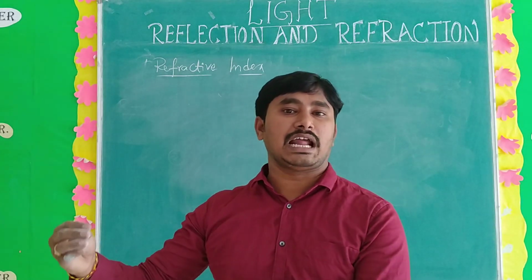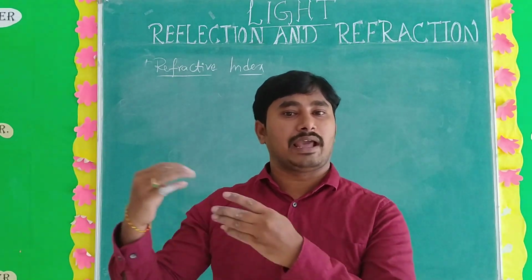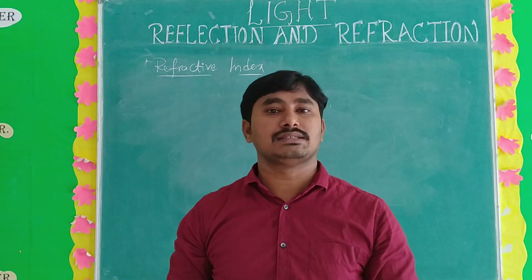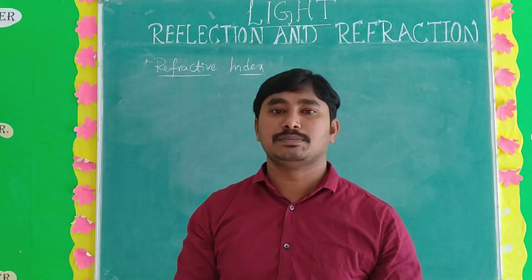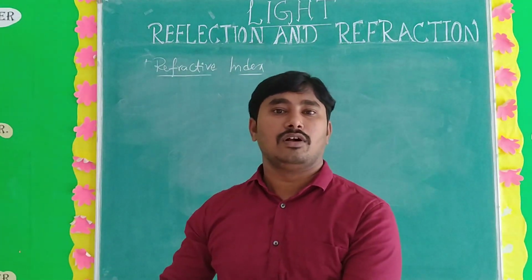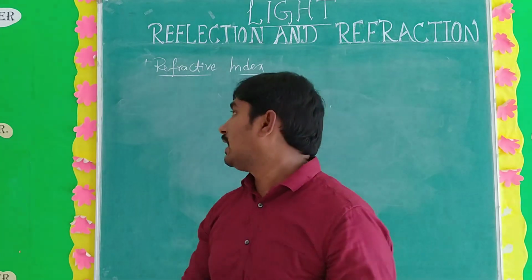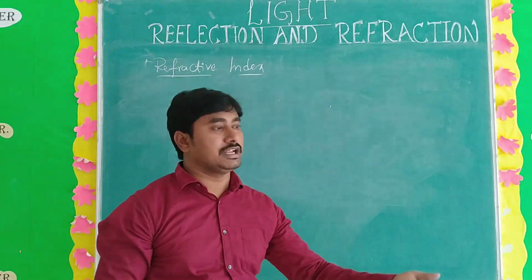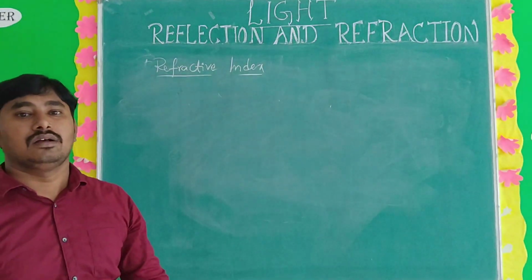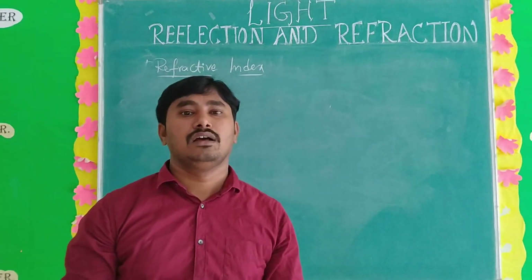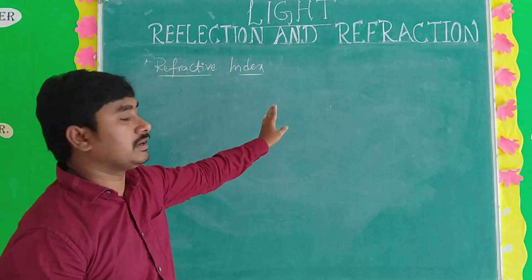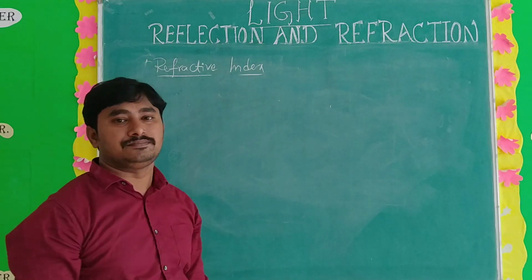For example, light travels from vacuum to water or vacuum to air. By what ratio will it change? In vacuum, how much is the speed of light? In air, how much? In water, and what about the speed of light in glass? We have to discuss how much the ratio changes. That is nothing but the refractive index. Understand? We have to find the change in the speed of light in different mediums. So that phenomenon is nothing but refractive index.